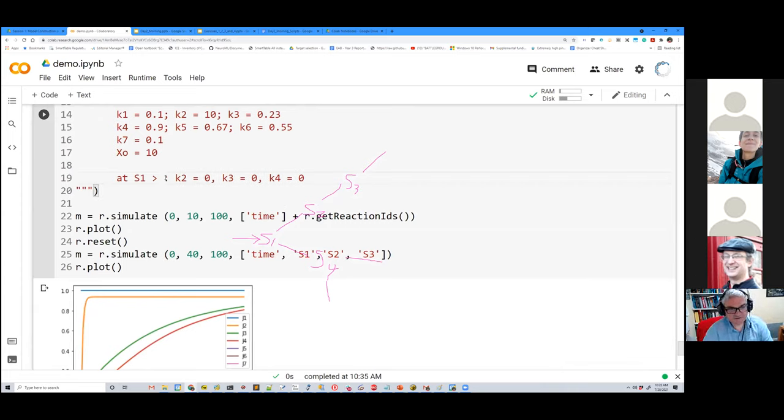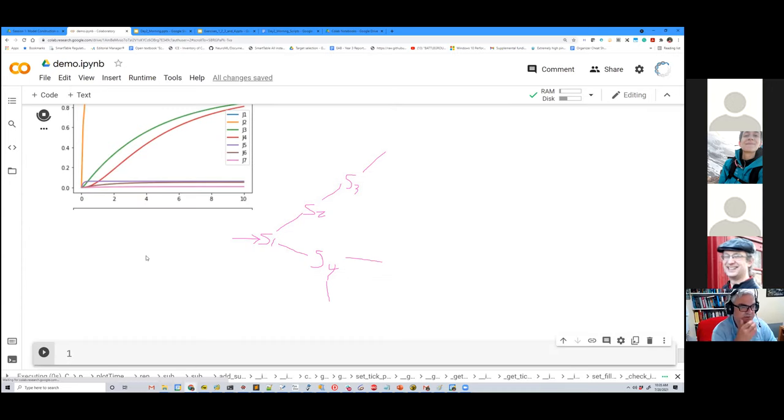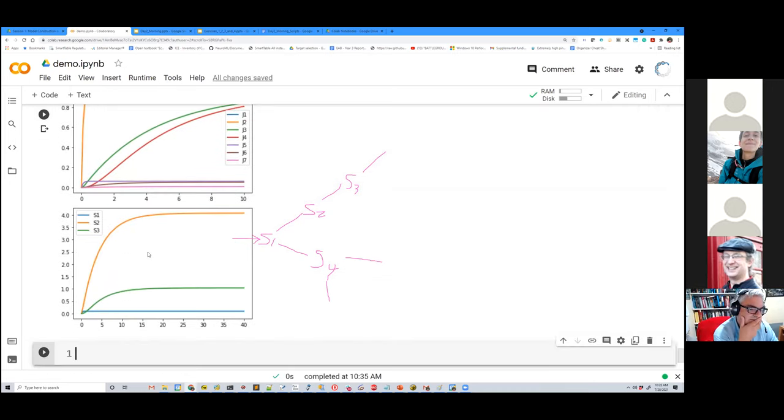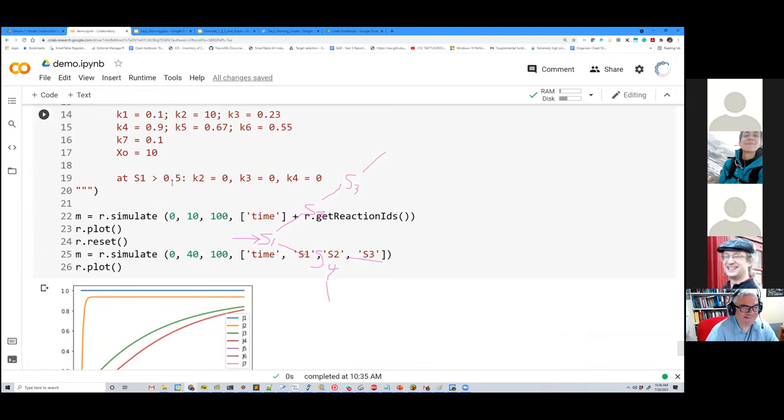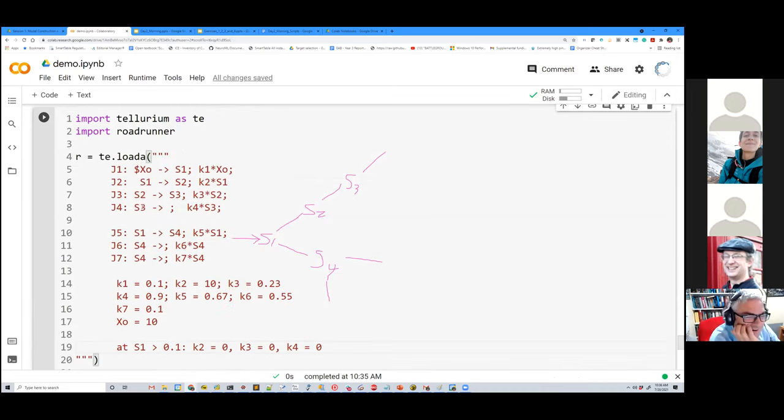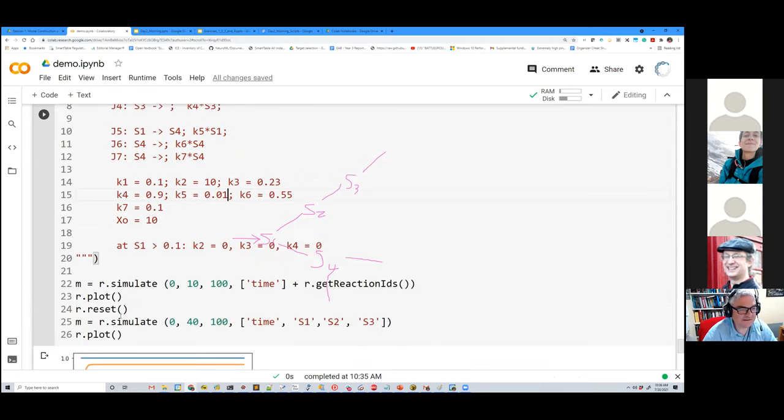Oh, yes. Let me see if this makes a difference. It's not really helping. No, S1 doesn't reach 0.5 either. It barely gets above like 0.01. Why does it not get up very high? It's because this thing is the lower step. It pulls it out so fast, yes. Maybe if I drop that down a bit.